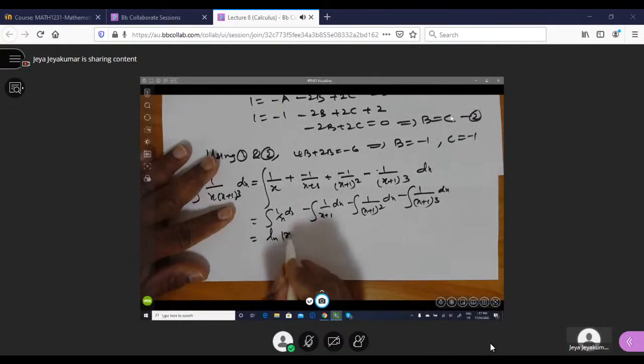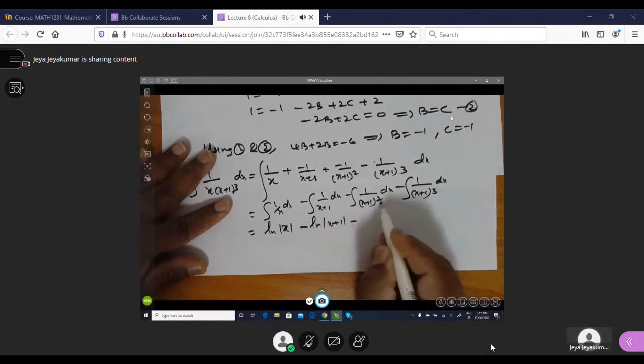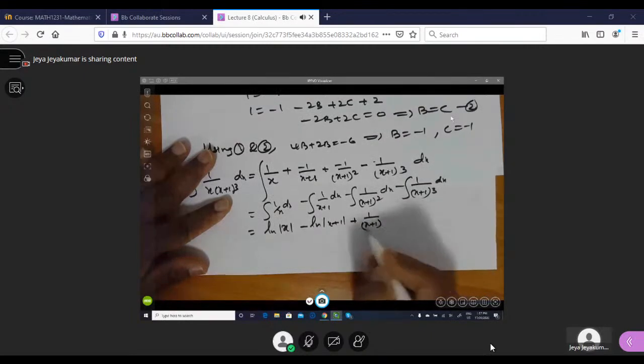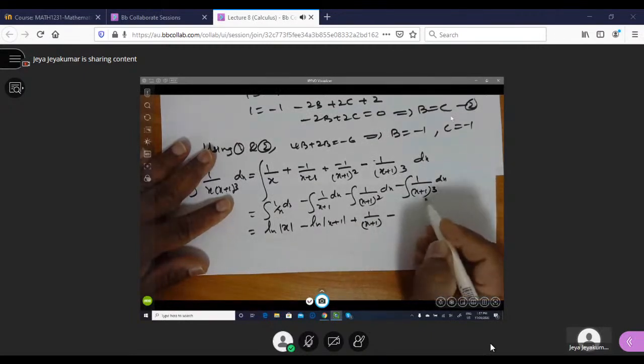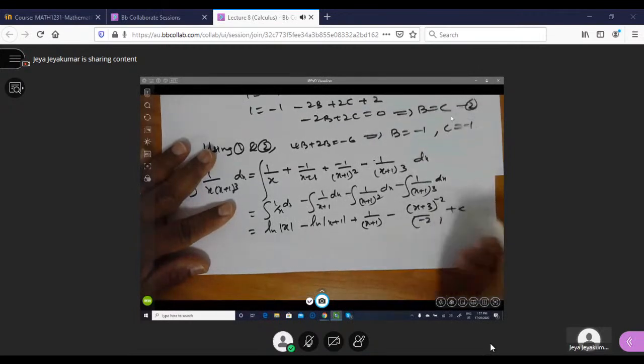Log of absolute value of x, minus log of absolute value of x plus 1. And this one is minus 2 plus 1, plus 1 over x plus 1. So this one here, (x plus 1) to the minus 2 over minus 2, plus a constant. So that gives you the answer.